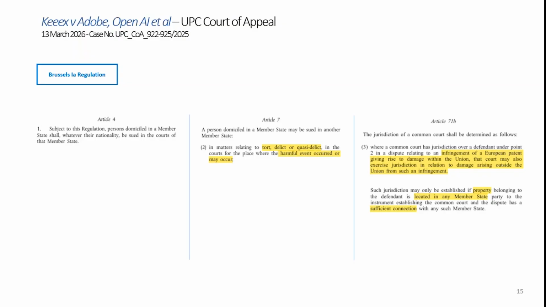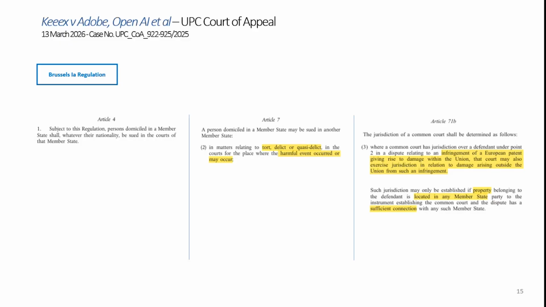I just copied here the 3 provisions that were relevant for this decision. We have provisions from the Brussels I regulation, which is a new regulation that applies also for the UPC when it comes to the question of jurisdiction and international jurisdiction. And we have one provision, it's Article 4, which lays down, let's say, the general rule that any party which is domiciled within UPC territory can be sued before the UPC, irrespective of its nationality.